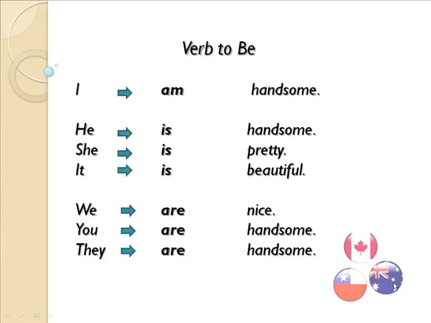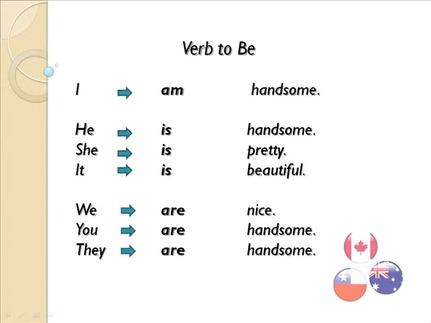Verb to be is one of the most important verbs in English, and it has three different forms: am, is, are. They work in the following way. I goes always with am. I am. He, she, it go always with is. He is, she is, it is. We, you, they go always with are. We are, you are, they are.